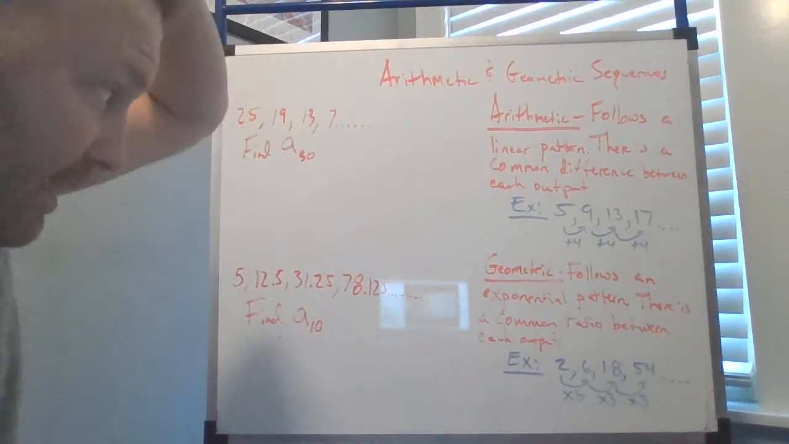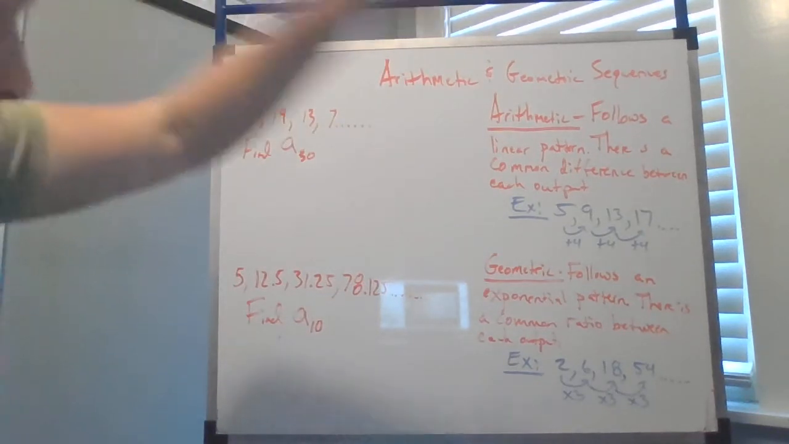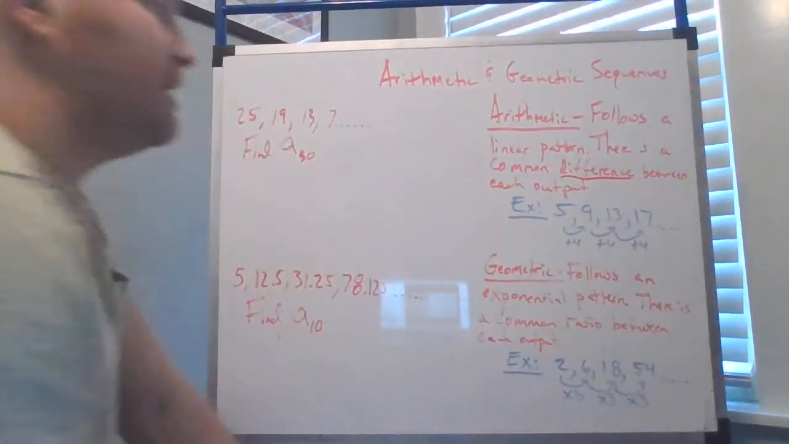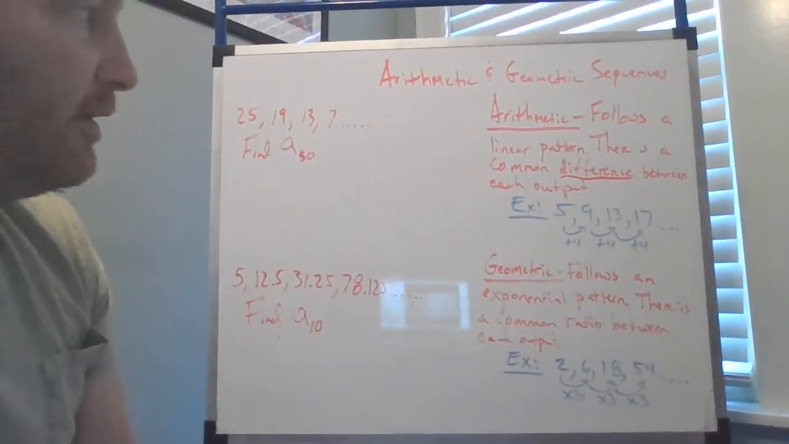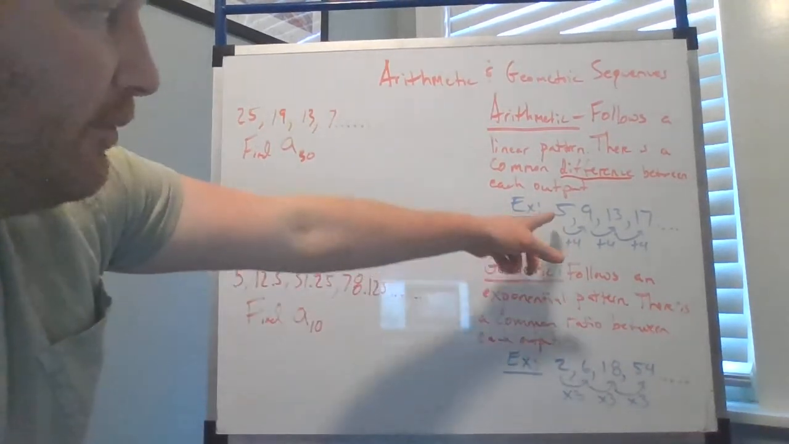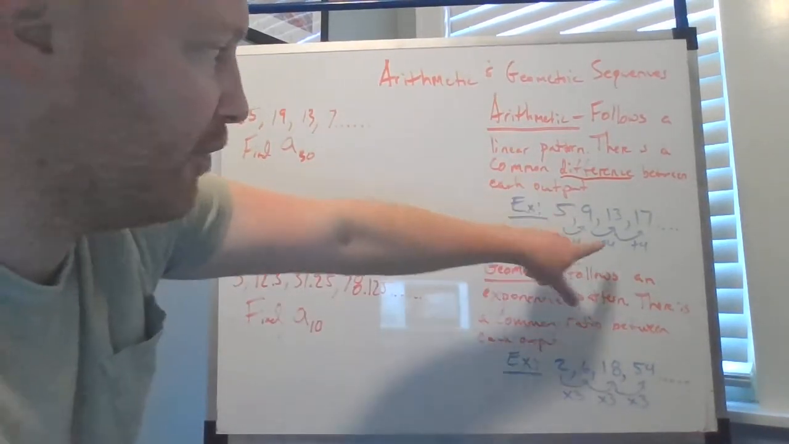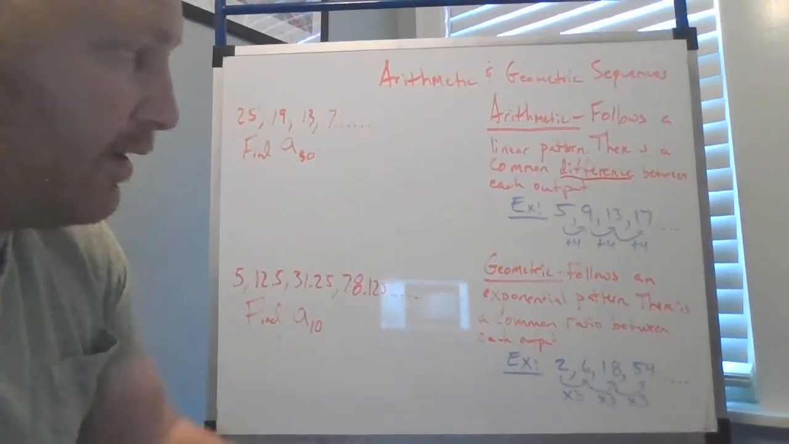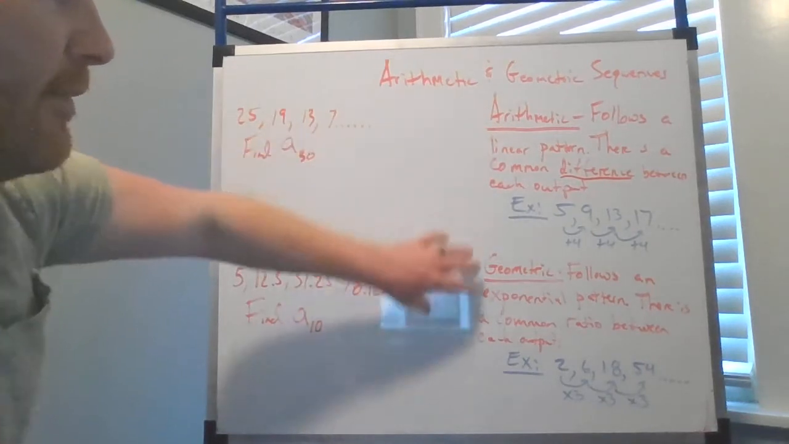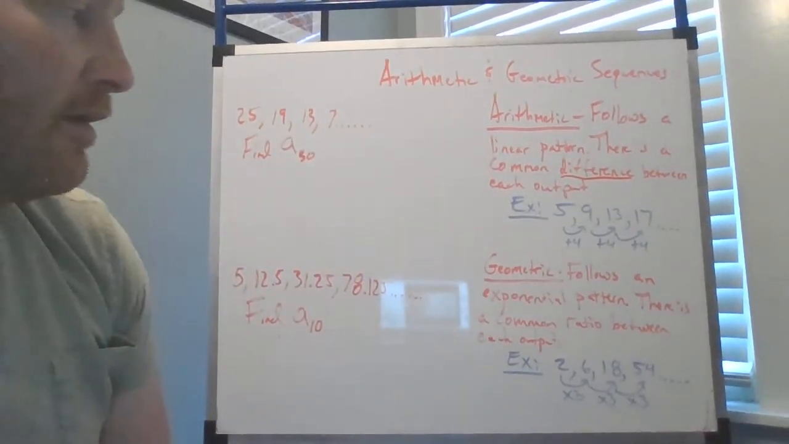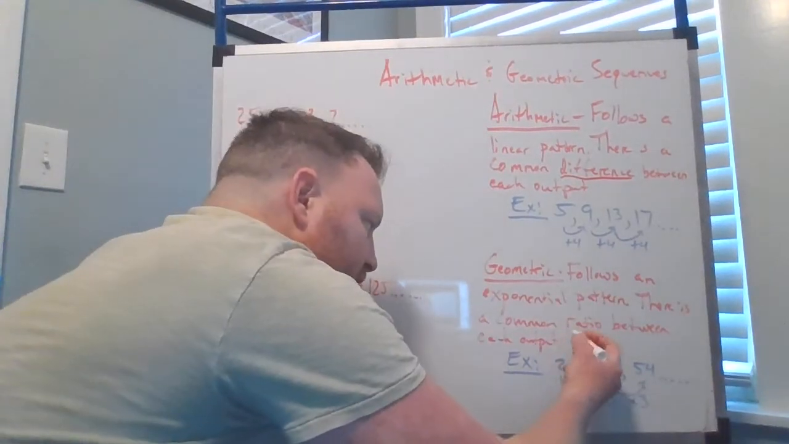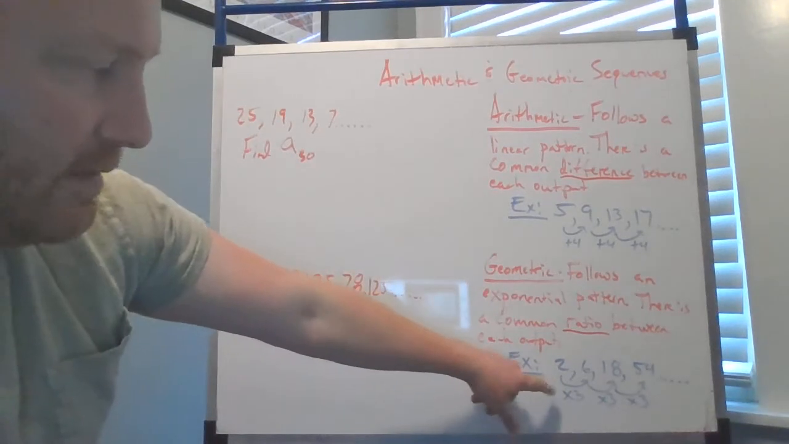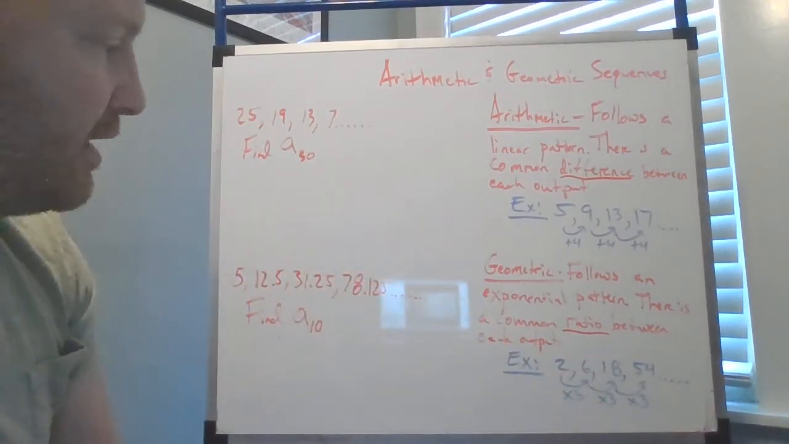Arithmetic sequences follow a linear pattern. There is a common difference. Keyword right there, common difference between each output. Okay? Be very, very comfortable with this language. So, for example, it's constantly going up by adding 4 or subtracting. That's the bread and butter. You've already learned this. Now you just learned a new vocabulary today. Geometric follows an exponential pattern, and there is a common ratio between each output. So all that means is it's multiplying by the same number every single time.